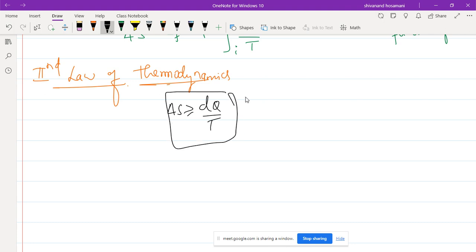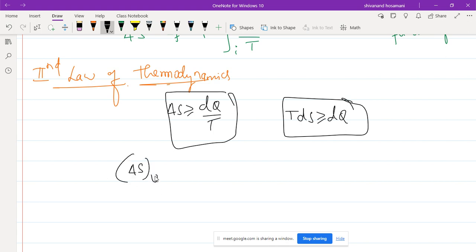So TdS is greater than or equal to dq; as heat is given, entropy increases. This heat given to the system is always increasing. Therefore, the change in entropy of the universe is greater than or equal to zero always.